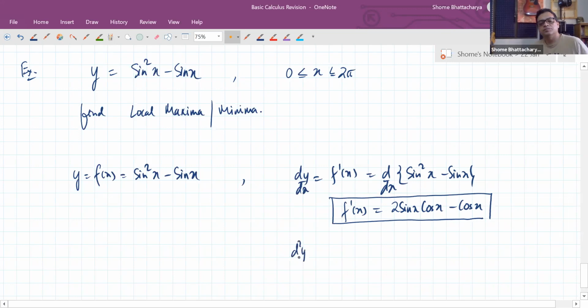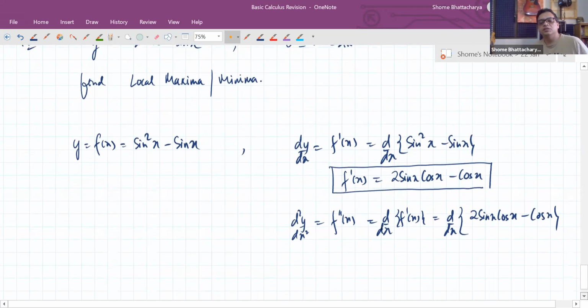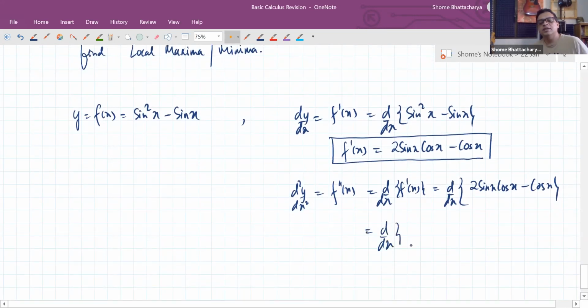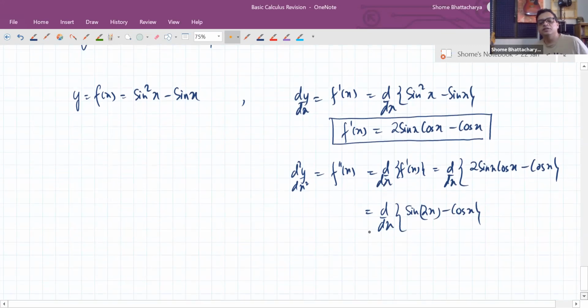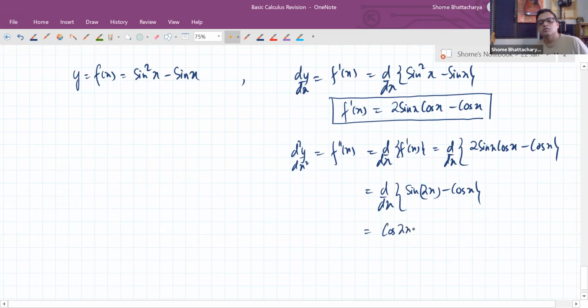And our second derivative, or what we write as f double prime x, is the derivative of this, that is the differentiation of 2 sin x cos x minus cos x. Before we differentiate this, we can use a trigonometry formula here, that 2 times sin x into cos x is sin 2x. That will make the solving part a bit easier. Next, we can differentiate this again by using chain rule. The derivative of sin is cos, but that has to be multiplied with the derivative of 2x, so that is 2. Minus the derivative of cos, which is minus sin. So this will become 2 cos 2x plus sin x. This is what our second derivative is becoming.